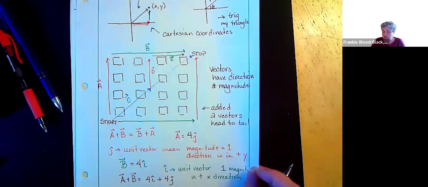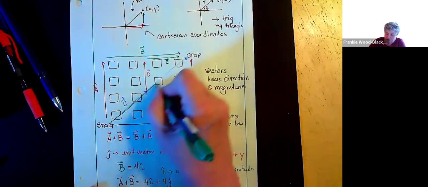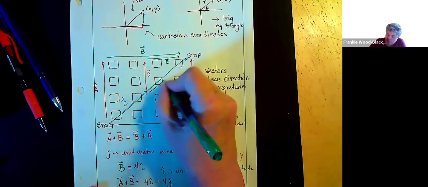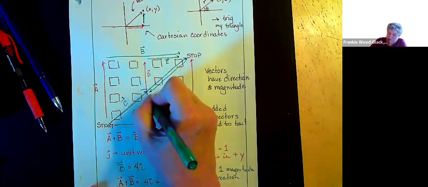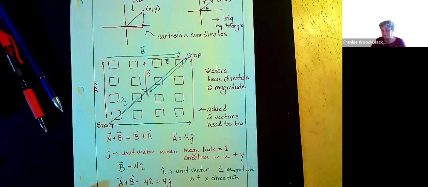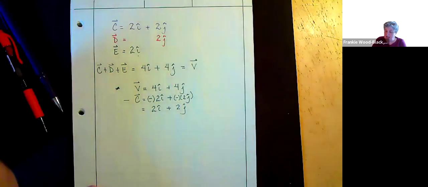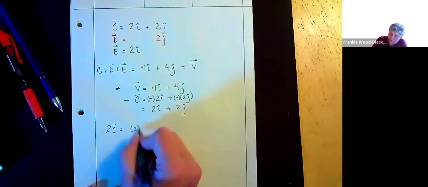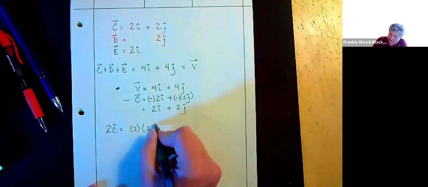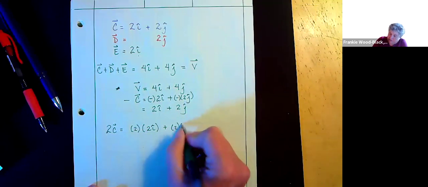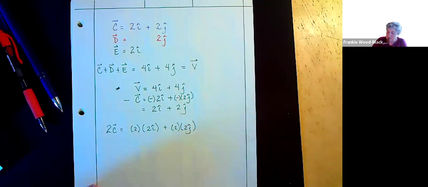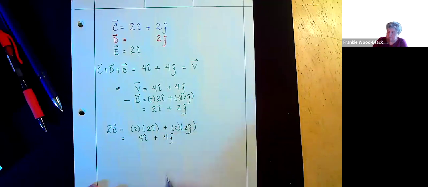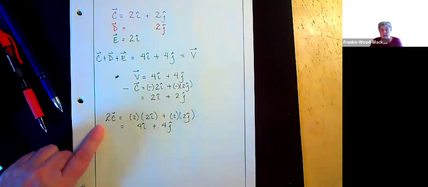So what I've done here is my vector V, there was my vector V, and now I've subtracted off one vector C. And this gives me my resultant vector that I'm left with. I can do 2 times vector C, which equals 2 times my 2i plus 2 times my 2j. So 2 times vector C is going to be 4i plus 4j. So I can utilize this.